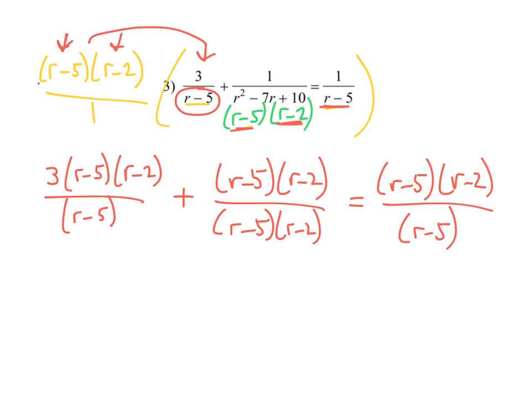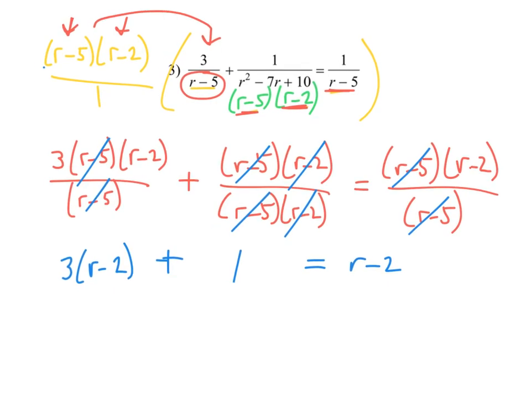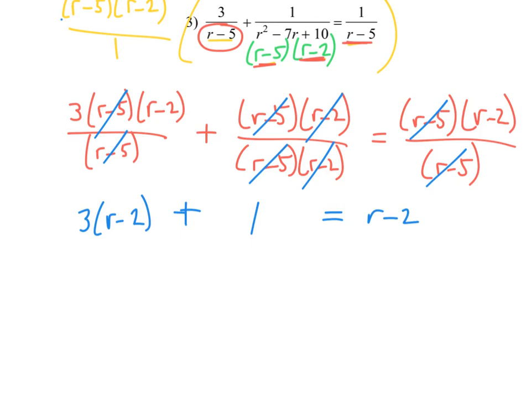Okay, so we carefully did our distributing. Now we're ready to cancel out, get rid of all these fractions, get yourself an easier equation. We're left with 3 times r minus 2 plus, okay, here's another one where everything cancels. It's going to turn into a 1. And the other side, we're just left with an r minus 2. Okay, so we should be able to solve this guy out now. 3r minus 6 plus 1 equals r minus 2. So 3r minus 5 equals r minus 2.